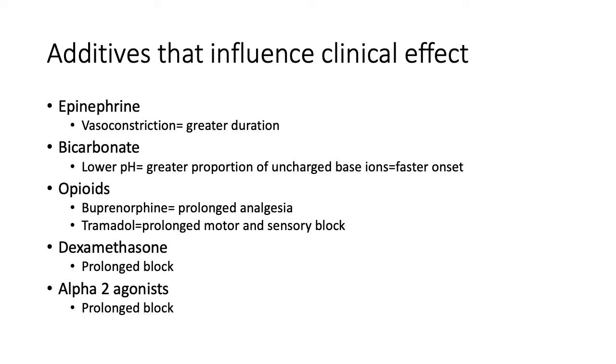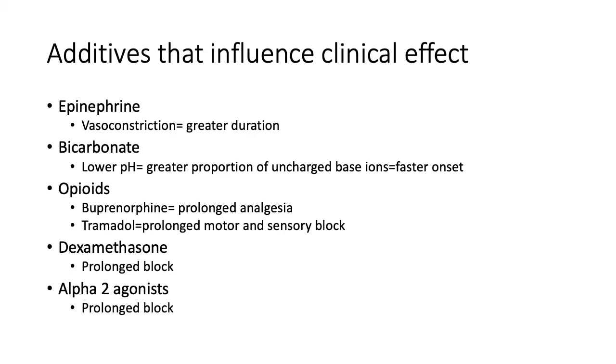Bicarbonate can be used to alter the pH of a solution, allowing a greater proportion of local anesthetic molecules to be uncharged in solution, and therefore allowing for a faster onset. This has been demonstrated to work when mixed with mepivacaine, but to slow onset with other local anesthetics. Opioids, such as buprenorphine and tramadol, have been shown to improve duration of block, likely due to action on peripheral opioid receptors. In the case of tramadol, it is suspected that its action as an SNRI may also contribute.